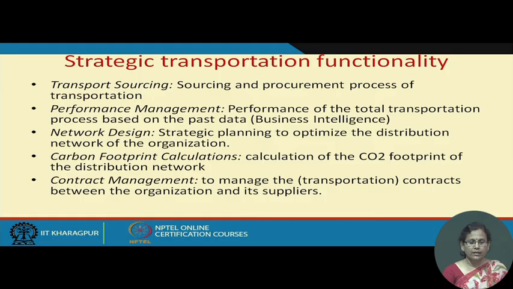Then there is network design, which is about strategic planning to optimize the distribution network of an organization to decrease the cost. This is some kind of optimization that takes place. Then your carbon footprint calculation. Depending on your transportation network, your movement of the vehicle, you calculate the carbon footprint. Then next activity is your contract management. It is about how to manage the contract between the organization and its suppliers.